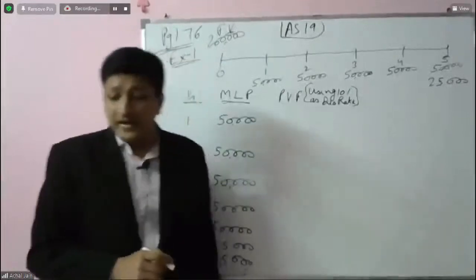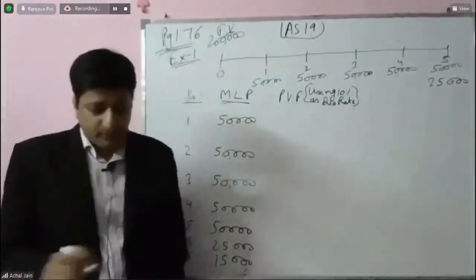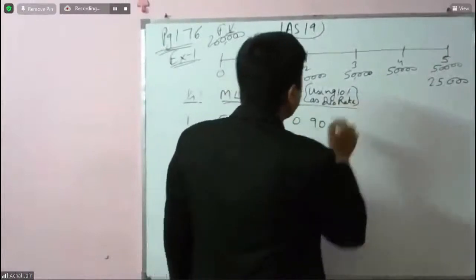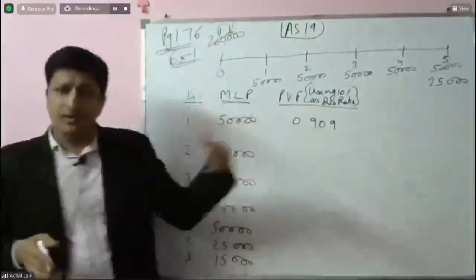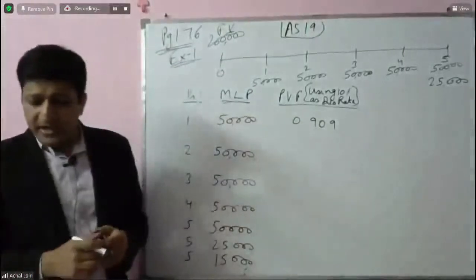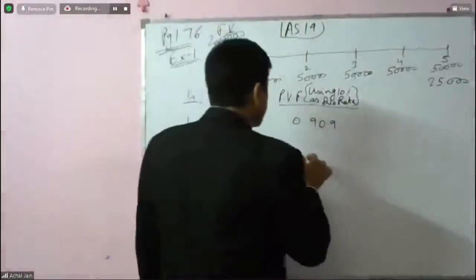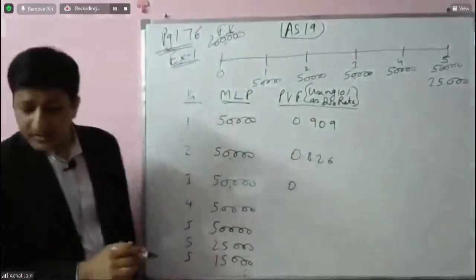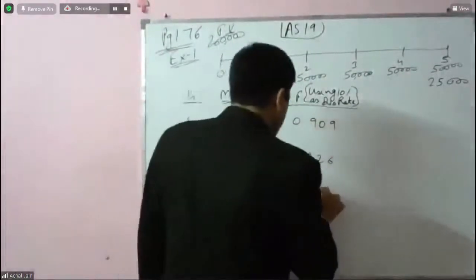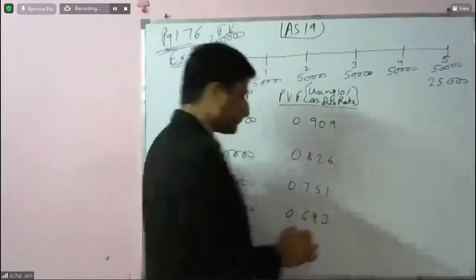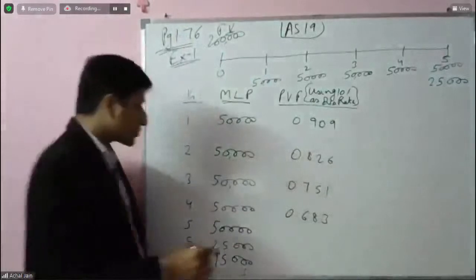Now, PV factor in the first year, what will it become? 0.909. Now, I am not getting into the technique of this computation because there is something all of you would know. Then we have 0.826. Then we have 0.751. Then 0.683, and then we have 0.621.